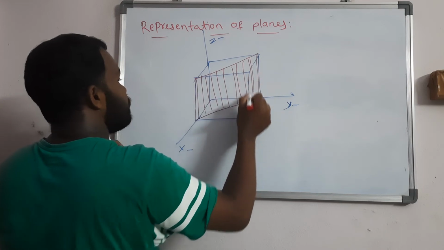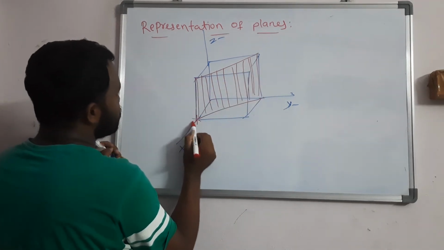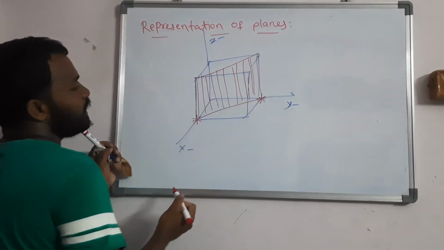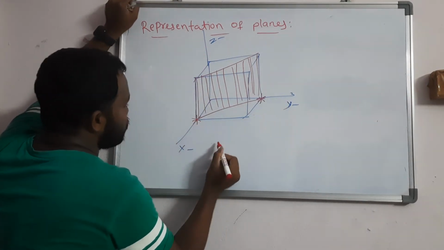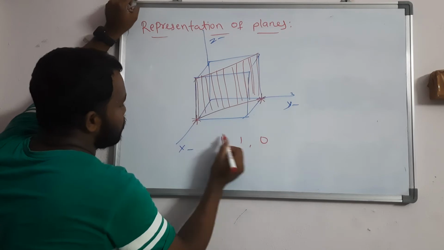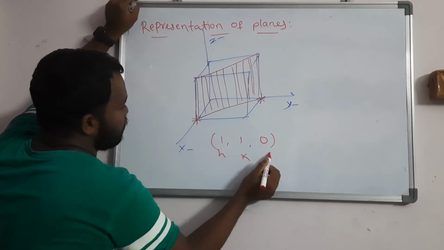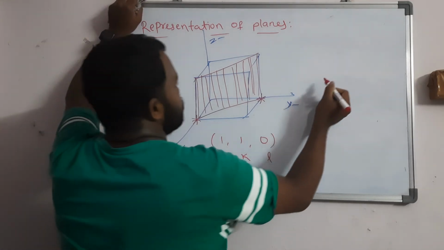This is a rectangular plane of symmetry, already we discussed. Where is it touching? It is touching x and y. The values are 1, 1, 0, because the h, k, l value is 1, 1, 0.